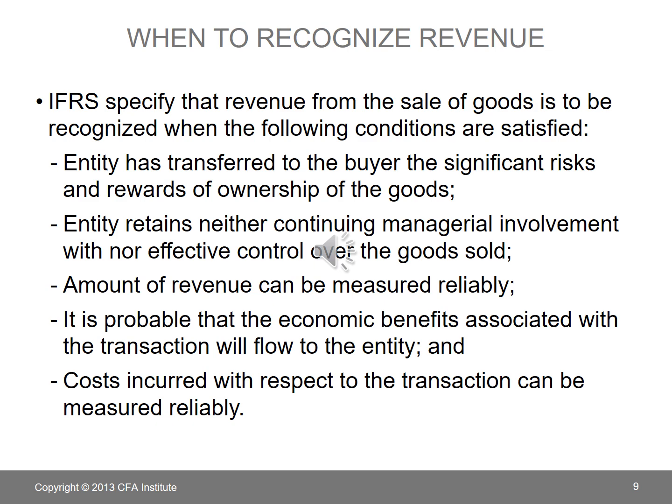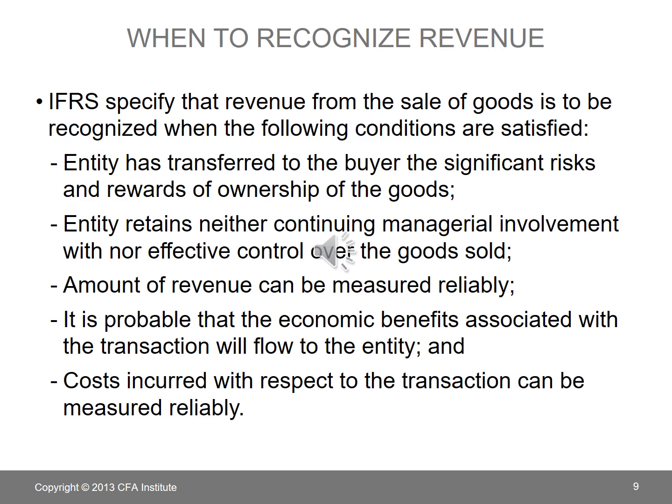The entity has transferred to the buyer the significant risks and rewards of ownership of the goods. The entity retains neither continuing managerial involvement to the degree usually associated with ownership nor effective control over the goods sold. The amount of revenue can be measured reliably. It is probable that the economic benefits associated with the transaction will flow to the entity. And finally, the costs incurred or to be incurred with respect to the transaction can be measured reliably.